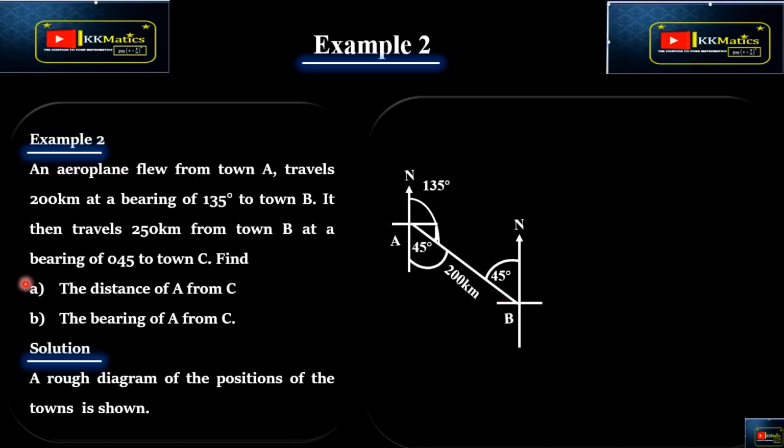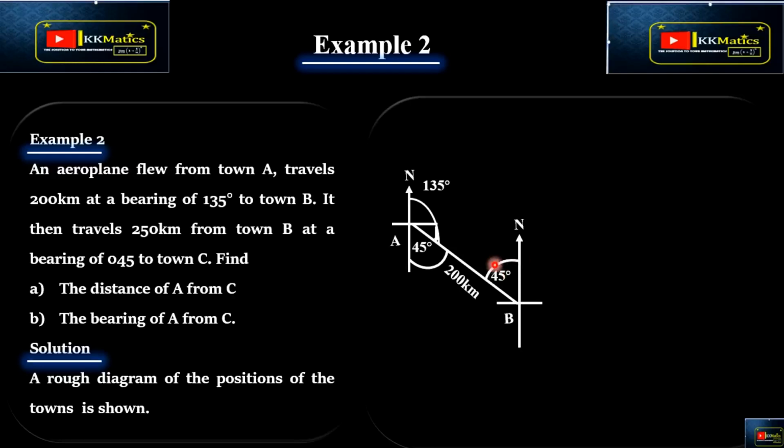It said it then travels 250 kilometers from town B at the bearing of 45 degrees. Don't be mindful of this; don't have your mind here. The reason why this is written there is that from the north to this line is 180. So 45 degrees plus 135 degrees is 180. The reason why we have 45 degrees is mainly to help us know the value of the angle here. We know that the angle here is alternate to that, and that fills in the angle here for us and makes things easier. And so we have 45 degrees, which is alternate to the angle here.